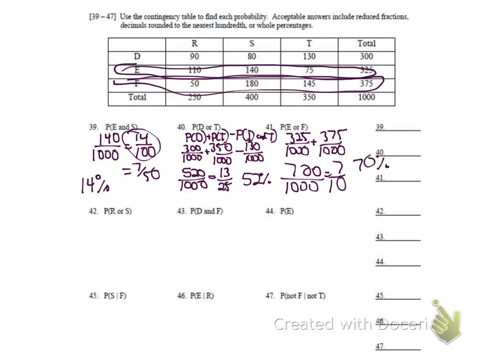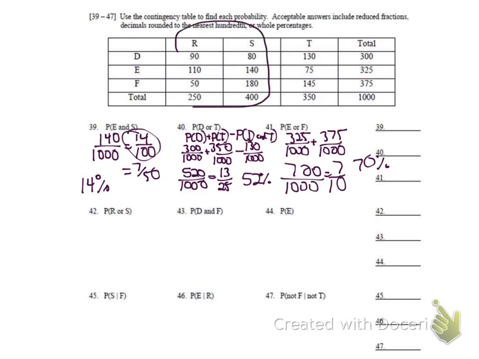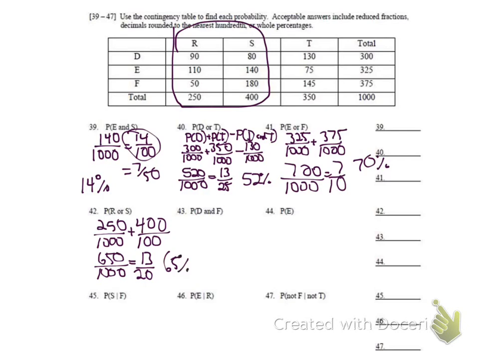Now for number 42, we need to find R or S. And this is the same idea as 41. That is anything in those columns. There's nothing overlapping, so we don't have to worry about that. And so we're going to do 250 over 1,000 plus 400 over 1,000 gives us 650 over 1,000, which reduces to 13 over 20, but going back, that is 65%.